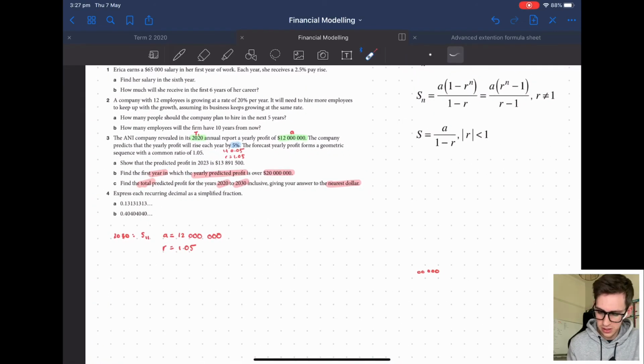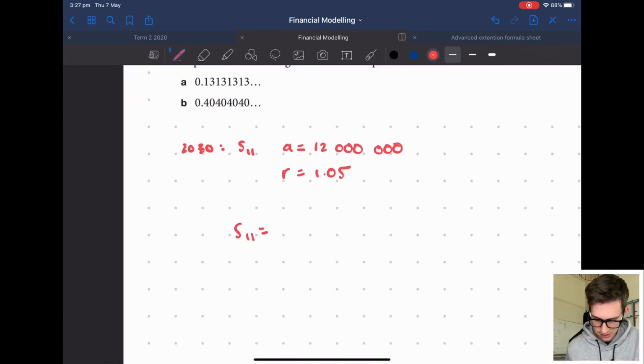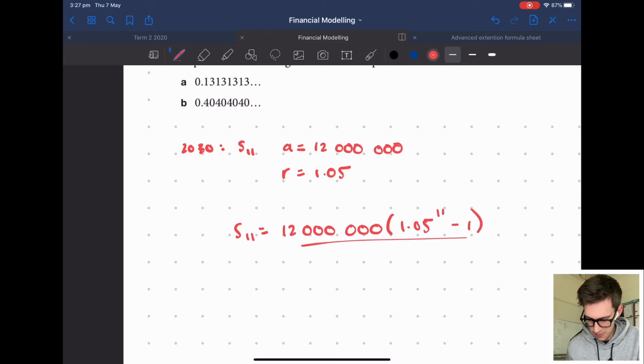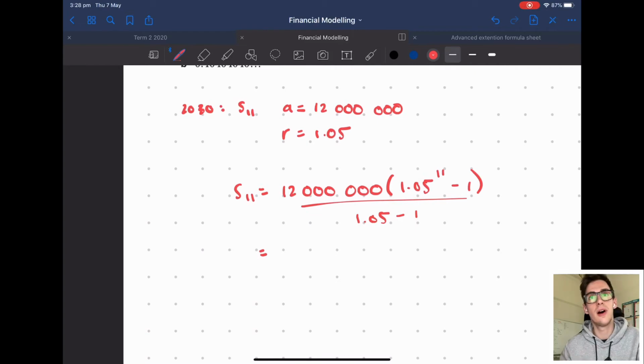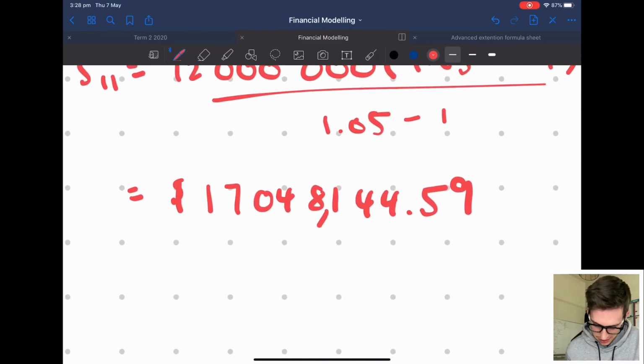Remember, we've got two options. There's weird little zeros hiding down there. We have a bigger rate than 1, so I'm going to use this version here. So S11 is going to be A. Yes, we have to write it with 12 million. 1.05 to the power of 11 minus 1 all over this. Type it into your calculator and you get the answer. I'm not even going to try and read it as I go because it looks awful. What did we get? Chuck in some commas.